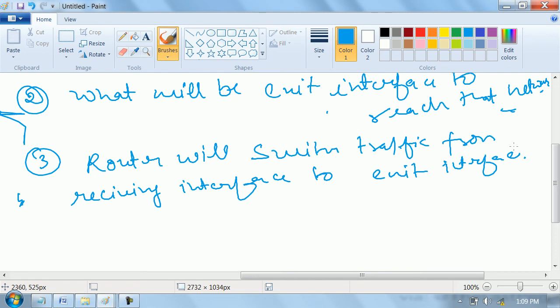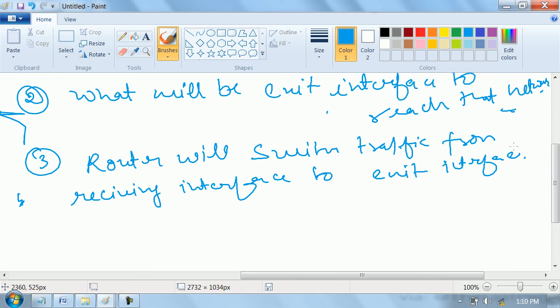This thing is clear? कोई doubt? किसी को? हाँ जी, repeat करो। तीन step क्या है? Repeat these three steps. First step: router will check whether the destination is present or not. Second thing: router will try to find the exit interface. Third: router will switch traffic from one interface to another. Any problem? Koi issue? हाँ जी। Right.